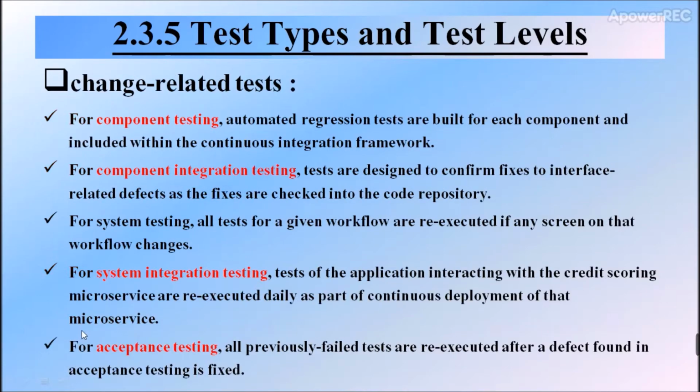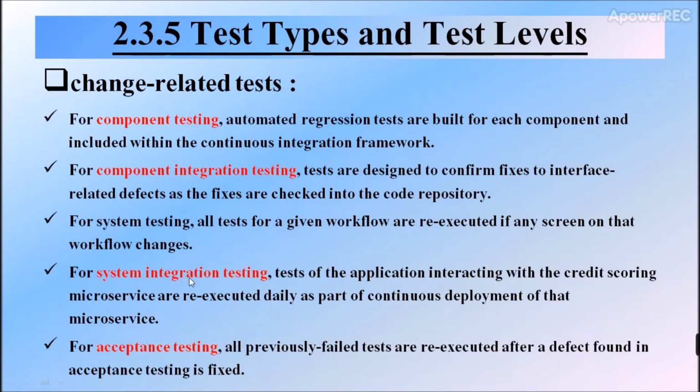Lastly, change related testing. Change related testing can also be performed at all our test levels. In our component testing, we may use automated regression testing inside our continuous integration framework. In component integration testing, we may perform testing to confirm some fixes to our interfaces that were previously discovered. In system testing, we may re-execute all the tests for a workflow in our system if any screen of this workflow is changed.